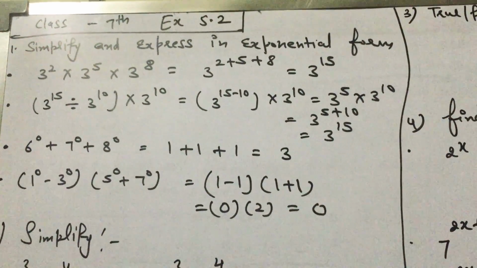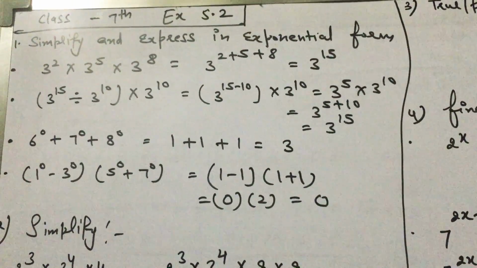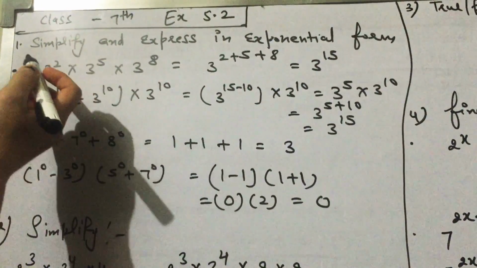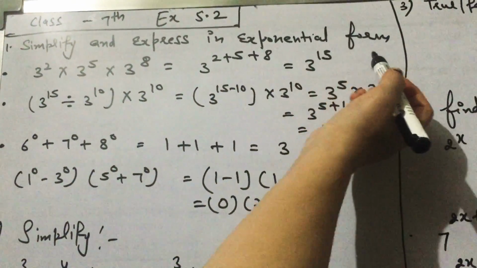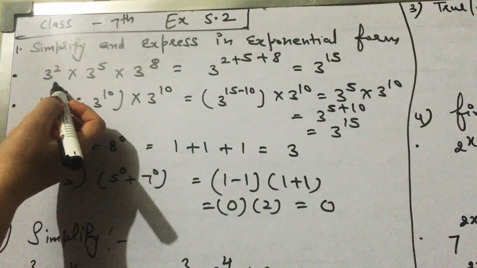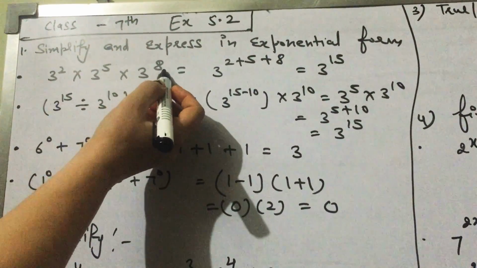Today we will continue the same chapter, Chapter 5, Exponents and Powers, Exercise 5.2. Question number 1: simplify and express in exponential form. The question is 3 raised to power 2 times 3 raised to power 5 times 3 raised to power 8.